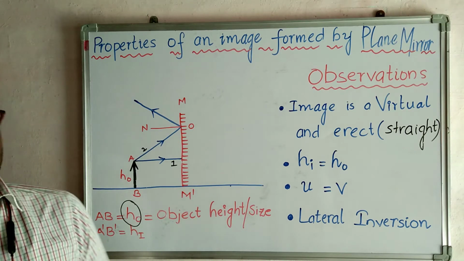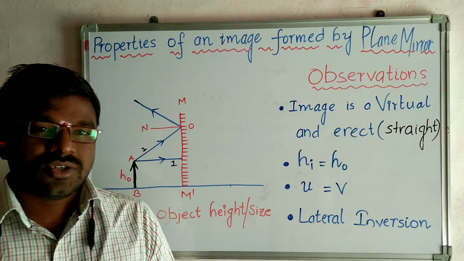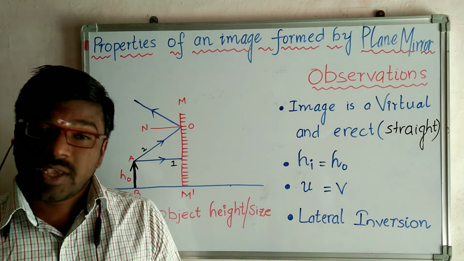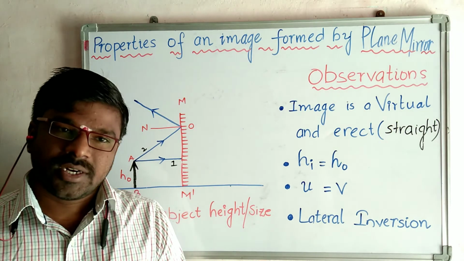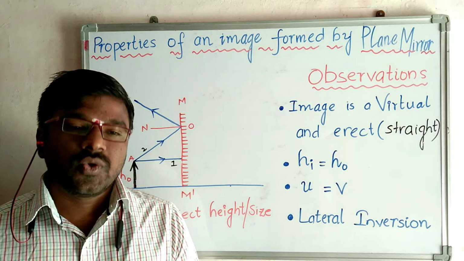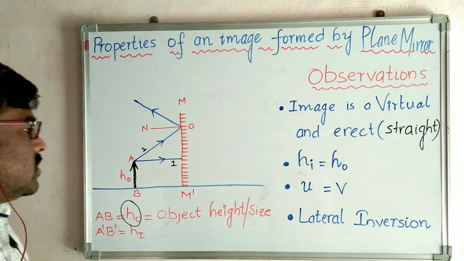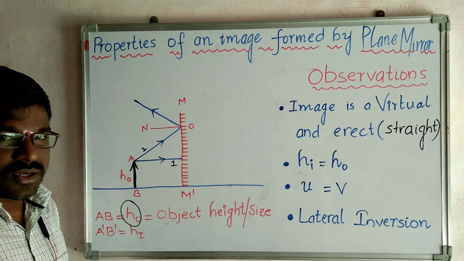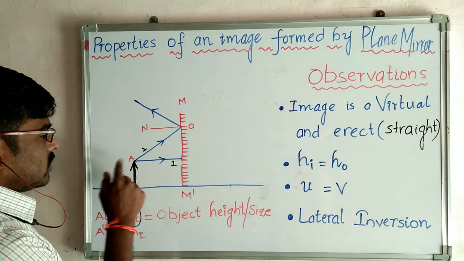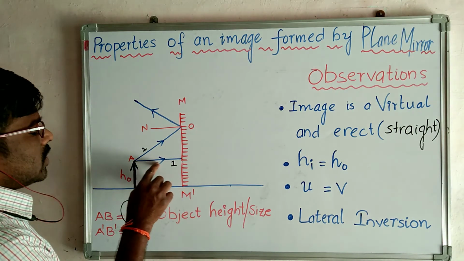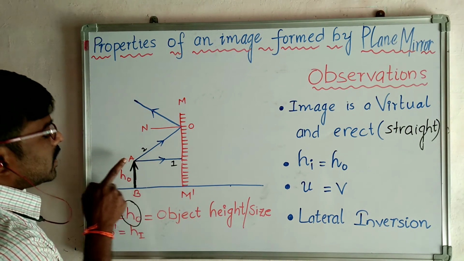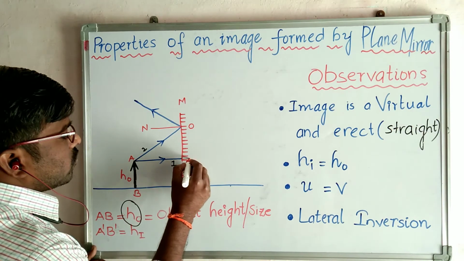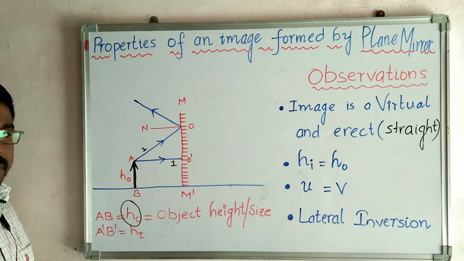Here, to find the location of an image, we require a minimum of two incident rays so that we can get two reflected rays. So I consider 1 and 2 as the two incident rays from one point of an object. This is an incident ray, and one more incident ray I consider like this. AO is one incident ray and AO dash is the other incident ray.